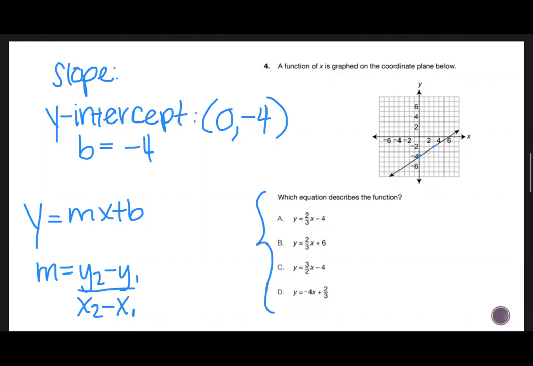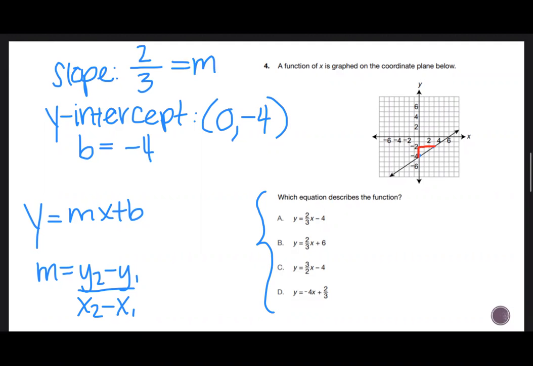And we always count up or down first. To get to the second point, we're going to go up 2 and to the right 3. So our slope is +2 over +3 because we're going up and to the right. If we were to go left or down, that would result in a negative portion of the slope. So slope is equal to m.